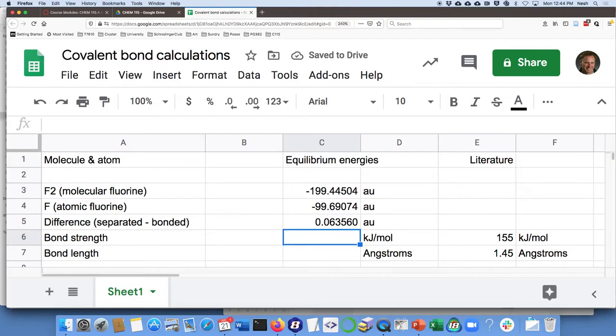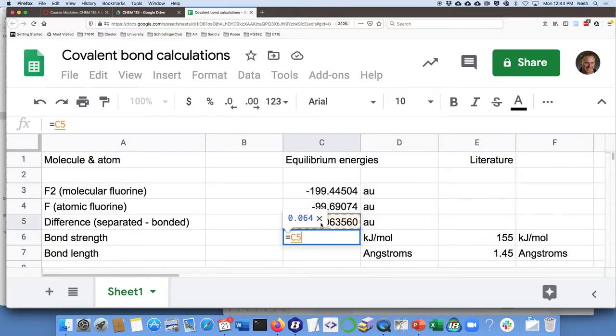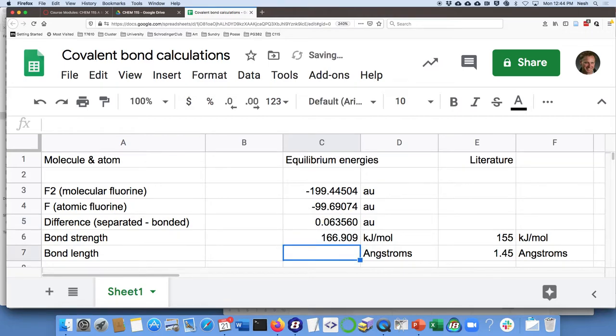Now this result is in atomic units, and I want to convert that into kilojoules. So I'm going to say that's equal to that number, and it turns out that 2625 is the conversion. So what we get is that the bond strength of the fluorine molecule is 167 kilojoules per mole, and I went ahead and looked that up in the literature, and that's the value, so it's not too bad.